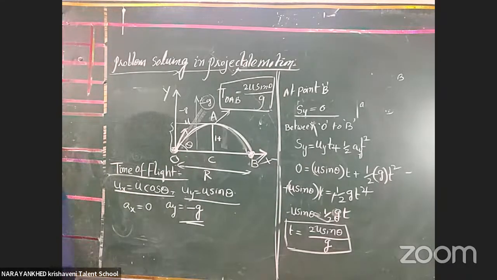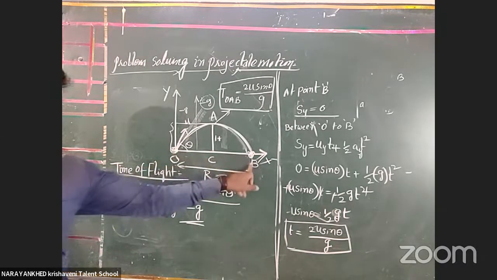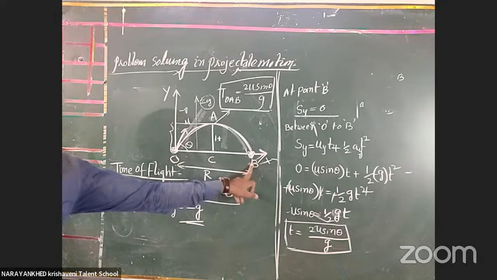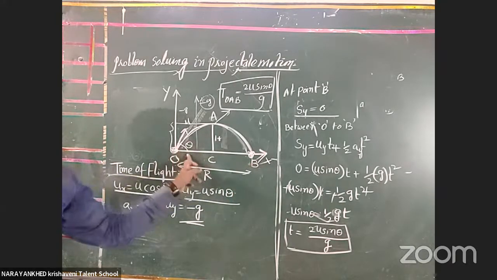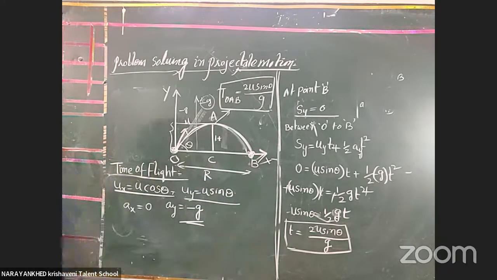Next, we have to take the horizontal range. Horizontal range is nothing but the distance from here to here. How much distance is traveled? Horizontal range is nothing but that only. Now, first we consider the distance OB, which is the range here. This is also equal to the displacement of the particle along the x-axis at the time t, the time capital T. That is only we have to write.